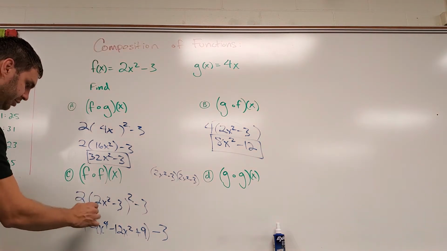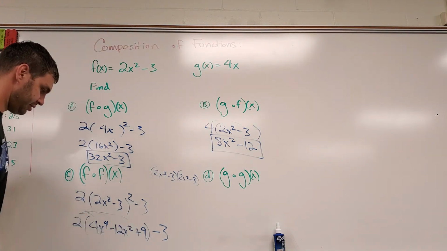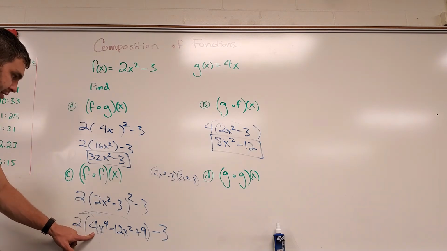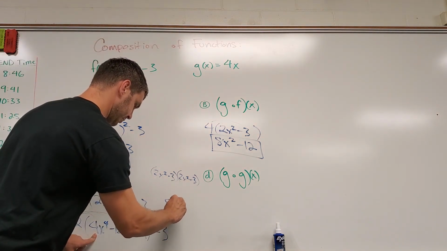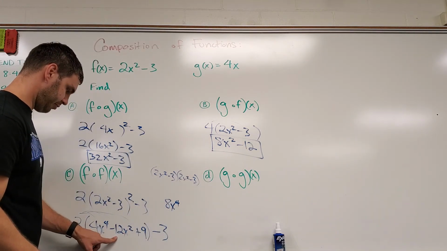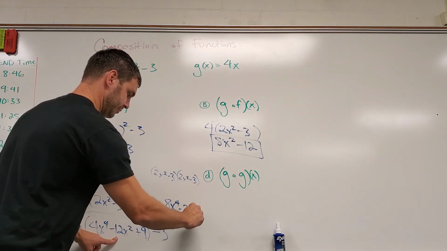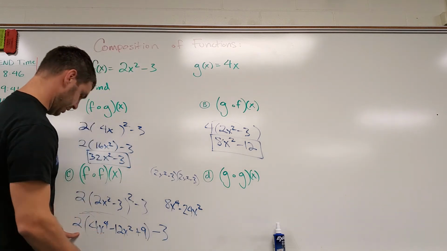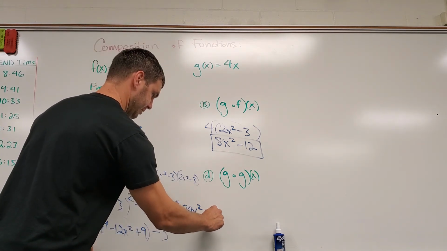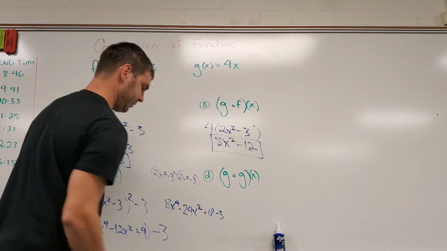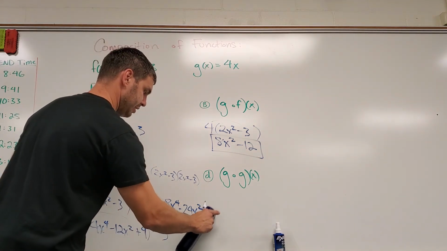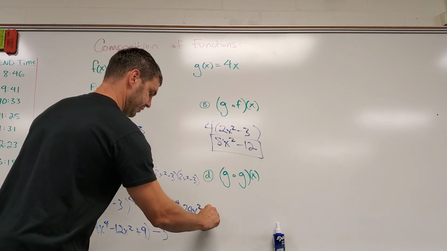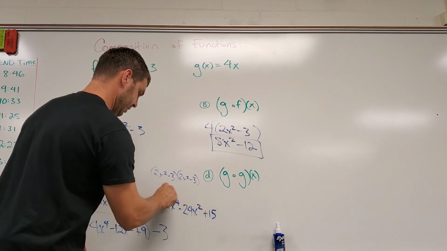I will have to multiply this 2 in, distributing it all the way. So that would give me 8x to the 4th minus 24x squared. And then 2 times 9 is 18, minus 3. The 18 minus 3 I can replace with 15, plus 15 for the sake of space.